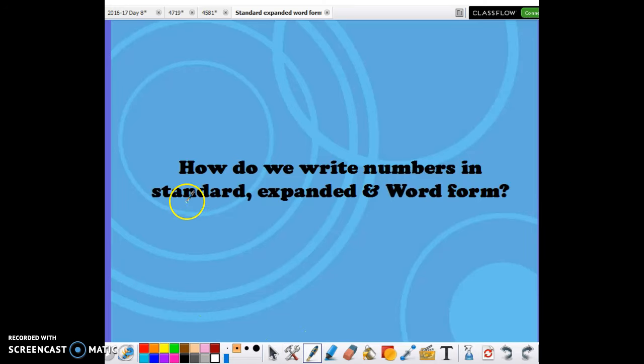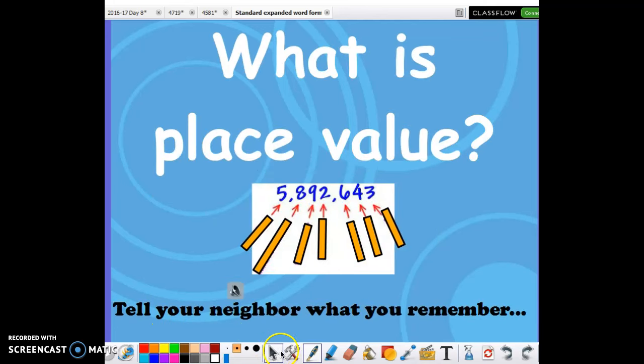Today our main focus question is how do we write numbers in standard form, expanded form, and written word form. What is place value? Let's try and remember exactly what place value is. If I can remember the song, I can understand exactly how much each of these digits is actually worth. For example, this 3 in the ones column, because it's in the ones column, is only worth 3.